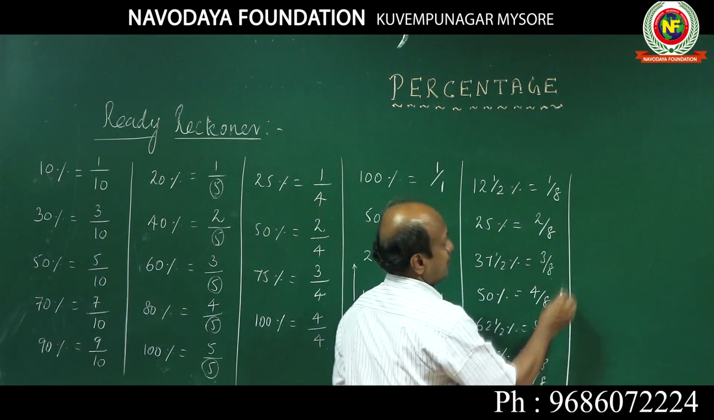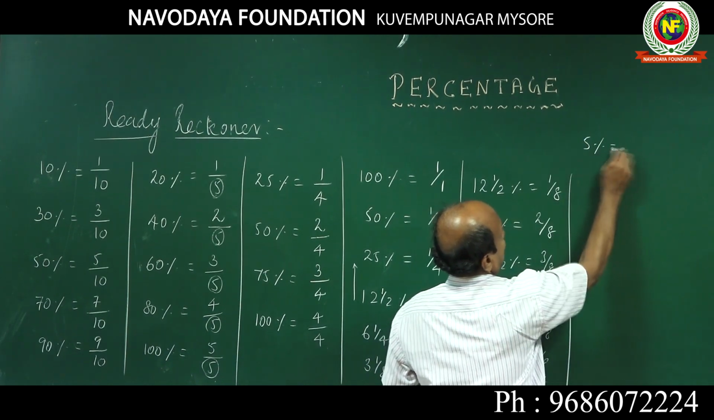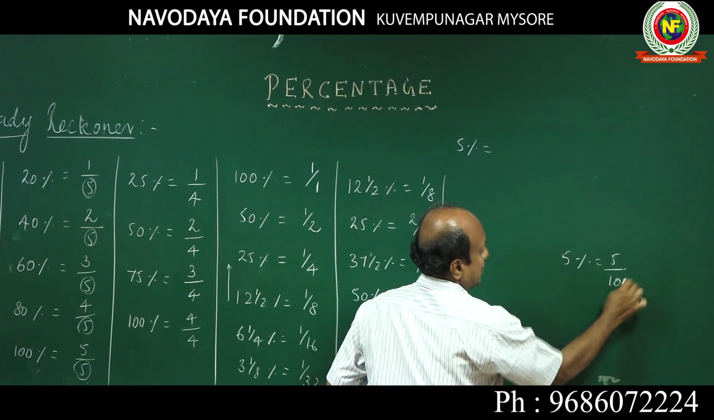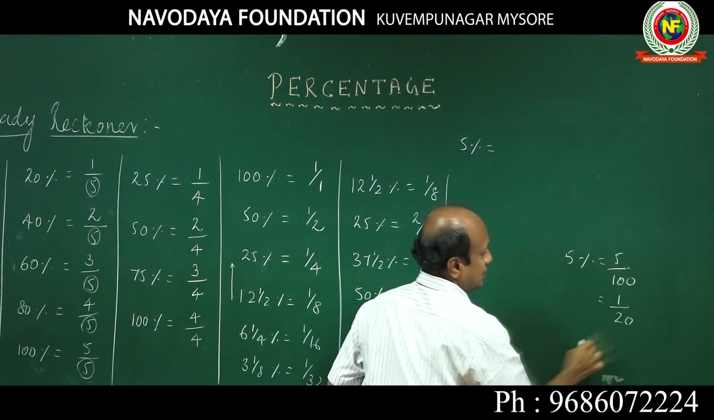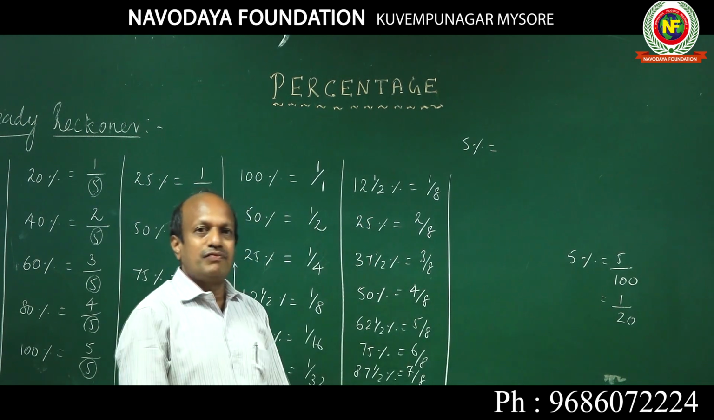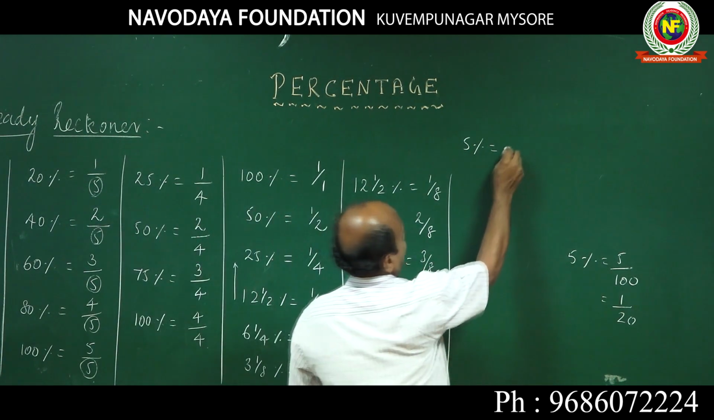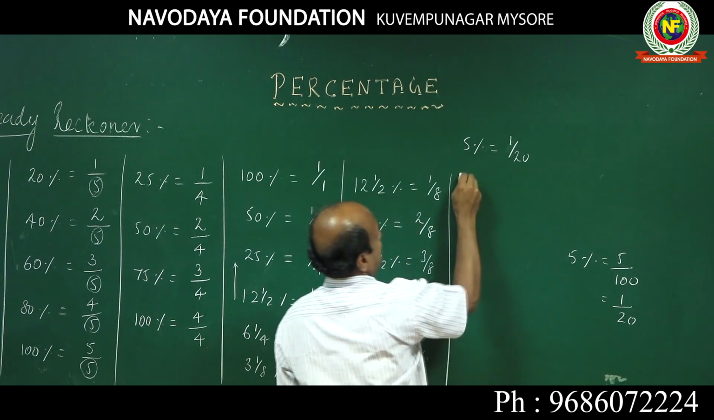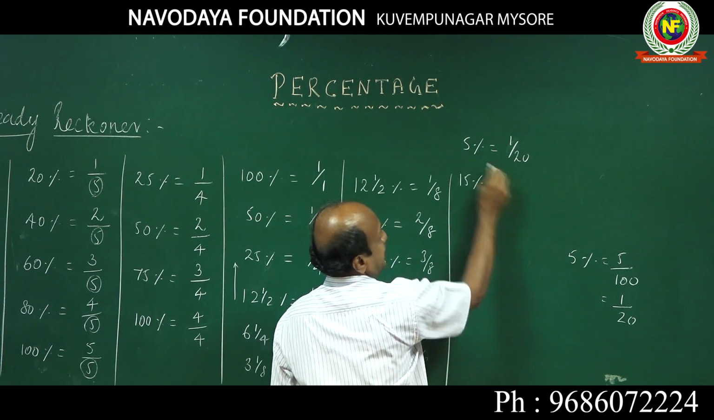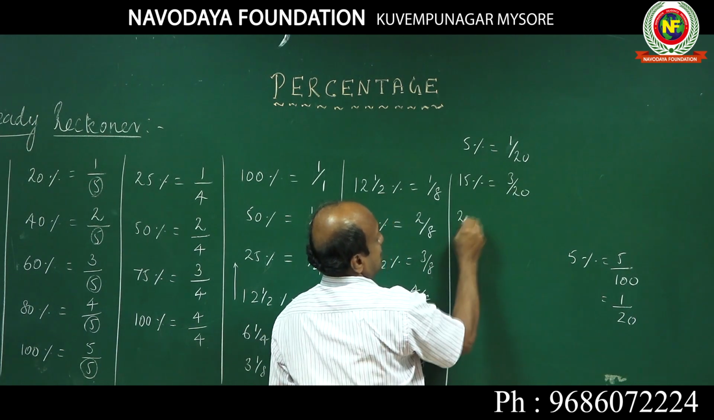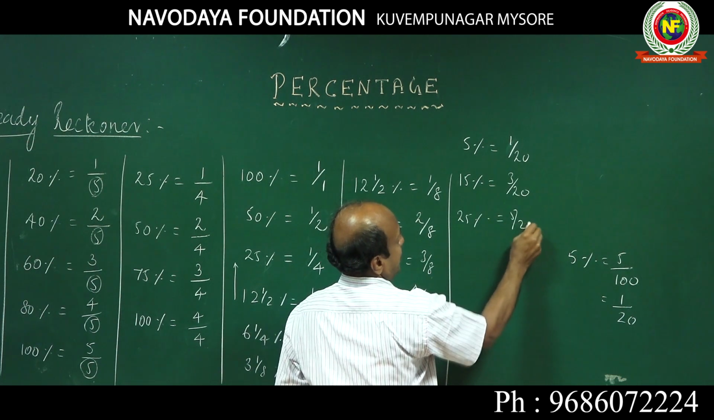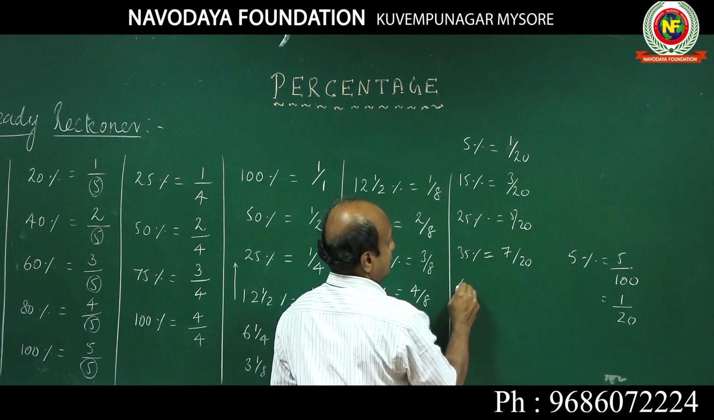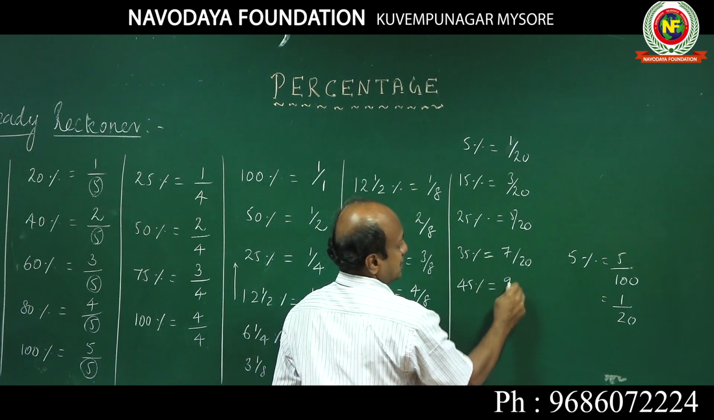The next one is 5 percentage. 5 percentage is equal to 5 by 100. It is nothing but 1 by 20. 1 out of 20th part, you will call it as 5 percentage. 1 out of 20. Next, similarly, 15 percentage is nothing but 3 times of 5, 3 by 20. 25 percentage is 5 by 20. 35 percentage is 7 by 20. 45 percentage is 9 by 20.